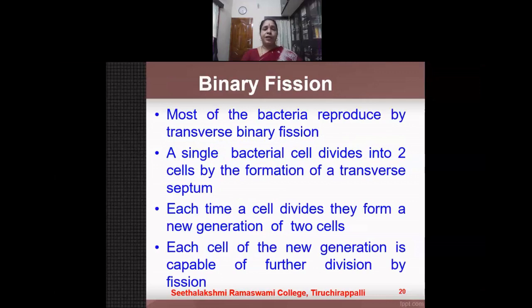Binary fission. Most of the bacteria reproduce by transverse binary fission. A single bacterial cell divides into two cells by the formation of a transverse septum. Each time a cell divides, they form a new generation of two cells. Each cell of the new generation is capable of further division by fission.